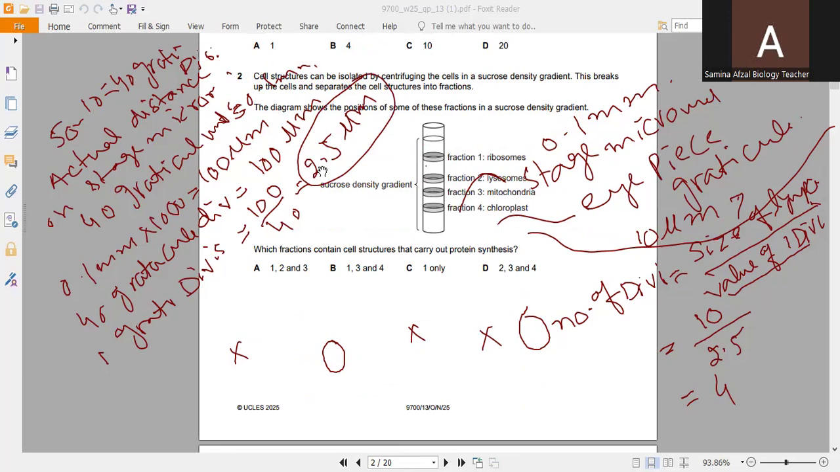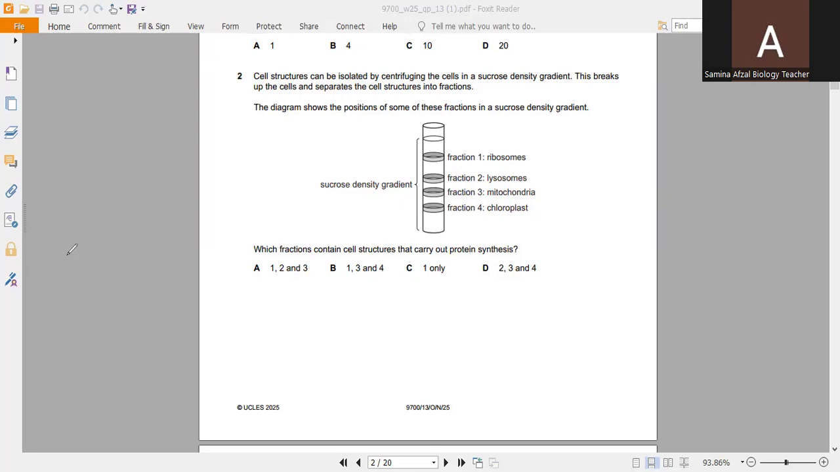Now question number 2 is: structures can be isolated by centrifuging the cells in a sucrose density gradient. This breaks up the cells and separates the cell structures into fractions. The diagram shows the positions of some of these fractions in a sucrose density gradient. Fraction 1 is ribosomes, fraction 2 is lysosomes, fraction 3 is mitochondria, and fraction 4 is chloroplast. Which fraction contains cell structures that carry out protein synthesis?